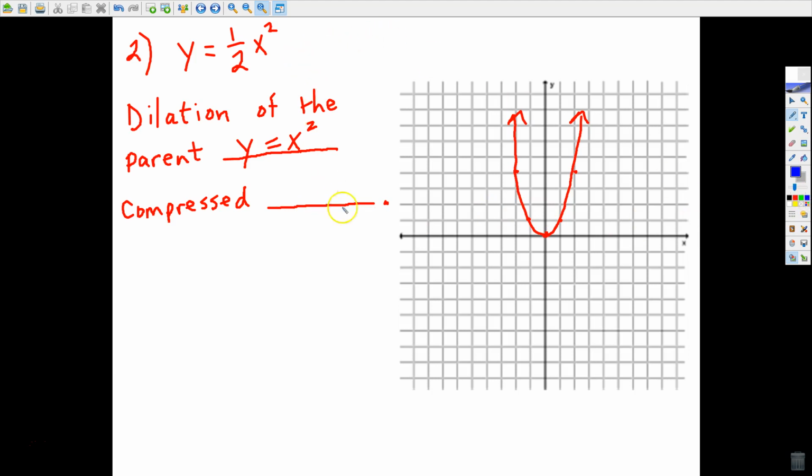Micah, if I input 0, I get 0. Jackson, let's go with 2. Input 2, output 2. 2 squared is 4, 4 times a half is 2. And I've got symmetry on both sides of the y-axis. Jake, if I input 4, output 8, 16 times a half. Okay, so the blue represents the dilation of the parent.